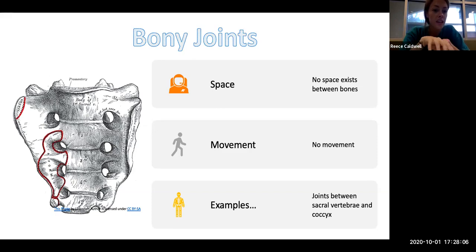And if you remember, the sacrum was 5 fused vertebrae and the coccyx was 4. You're definitely not responsible for knowing the 5 and the 4, but those are completely fused together. So if you impacted the coccyx, the last vertebra of the coccyx, it would just chip off and the body would absorb it. And done. It's not like it has a little bit of movement where it can bend. Nope, it's just going to chip off. So there is no movement with our bony joints, and we can see an example of these in the sacrum and the coccyx, those vertebrae.